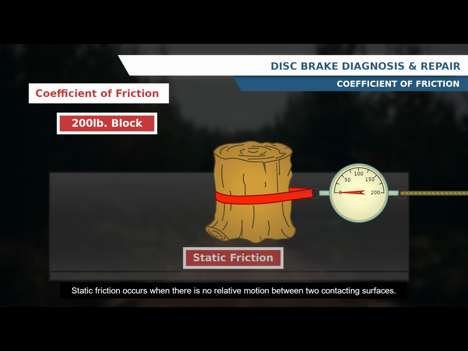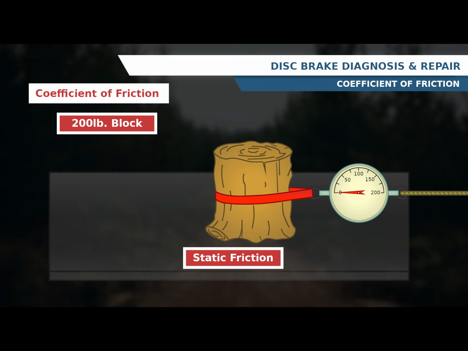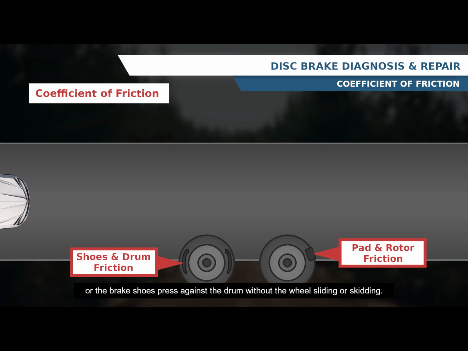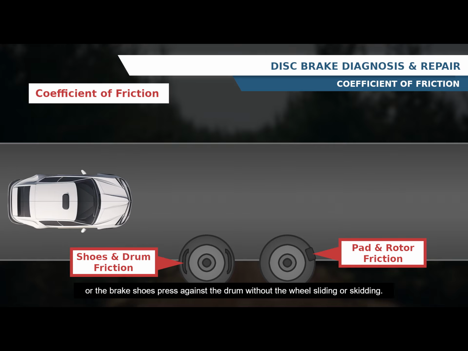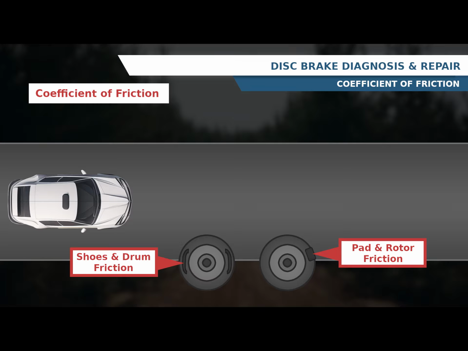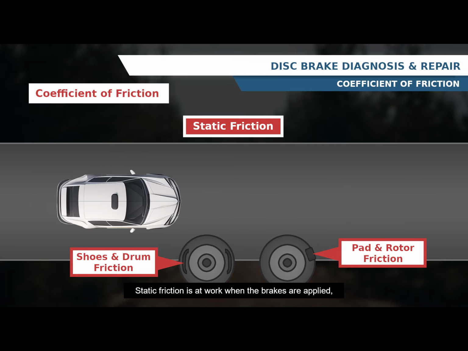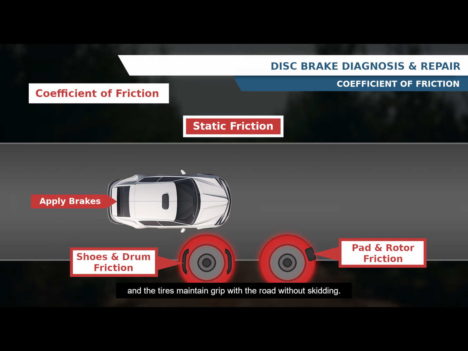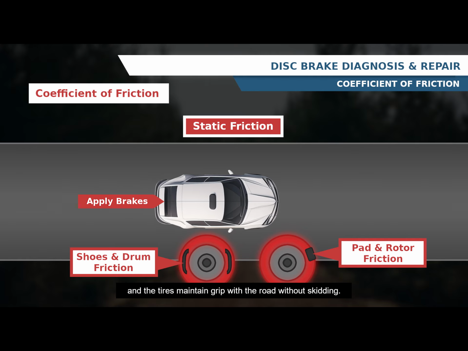Static friction occurs when there is no relative motion between two contacting surfaces. In brakes, this happens when the brake pads grip the rotor or the brake shoes press against the drum without the wheel sliding or skidding. Static friction is at work when the brakes are applied, and the tires maintain grip with the road without skidding.